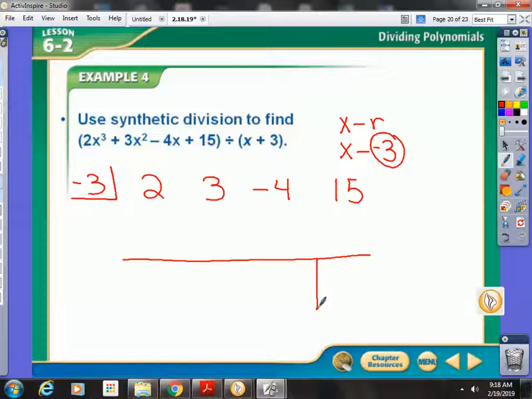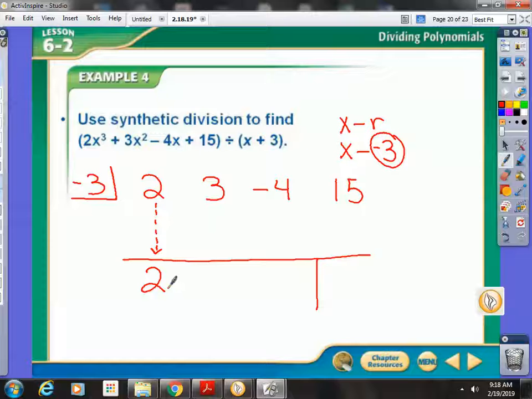Once you've got your coefficients listed, skip a line in your notebook, draw your horizontal line, and that little box off to the right. First term, 2, what do we do with it? Bring it straight down. There's nothing to add to 2, so it comes straight down.